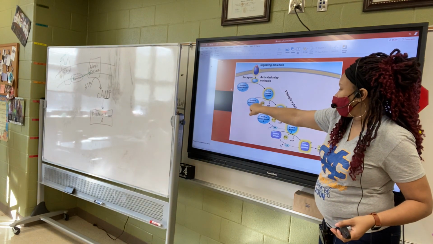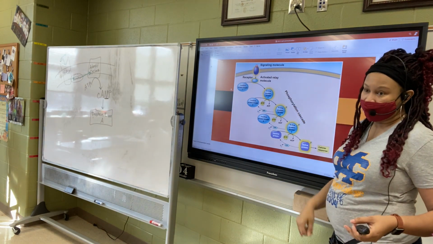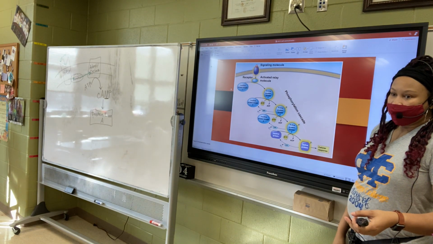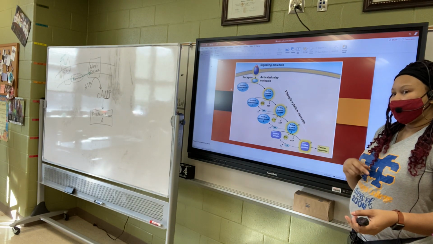Kinases remove a phosphate from an ATP and add it to a protein. So it's still protein kinase, it's just active or inactive. There you go. Okay. Any other questions?